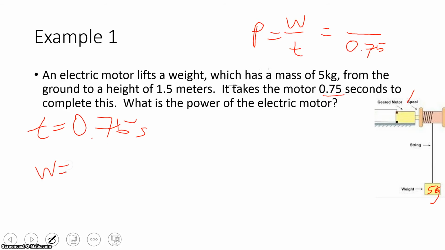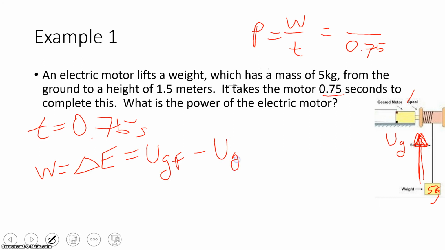In order to answer this question, we have to calculate work. Well, in this case, I suggest that we use work equals change in energy. What type of energy does the weight gain by moving up? It gains gravitational potential energy. So the work that the motor does is to give gravitational potential energy. So the work is change in energy. That will be UG final minus UG original.